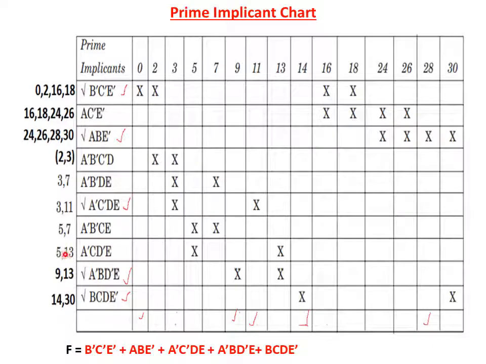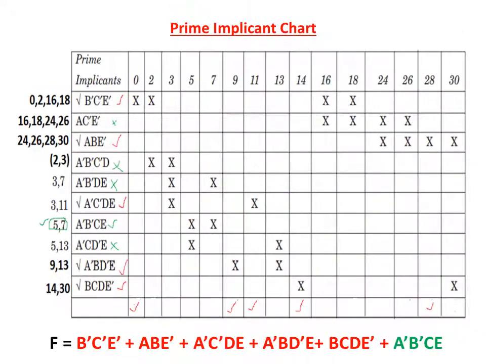The uncovered combinations are 5, 13, 5, 7, then 3, 11, 3, 7, 2, 3, and 16, 18, 24, 26. We will see in the next chart how we can simplify it further. This is the reduced prime implicant chart. Here the red check marks are essential prime implicants, and the remaining combinations are uncovered minterms. So now we will see how we can simplify these expressions further.